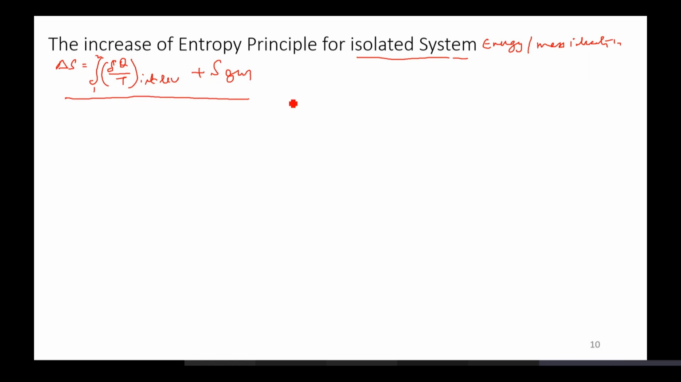Yes, sir. All right. For an isolated system, would there be energy or mass transfer taking place? No, sir. So if there is no energy transfer taking place, del Q would be what? 0. That means this expression would essentially be zero. So the entropy change for an isolated system would essentially be equal to entropy generation. Clear enough?